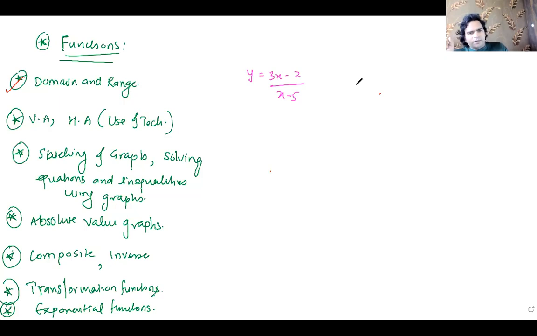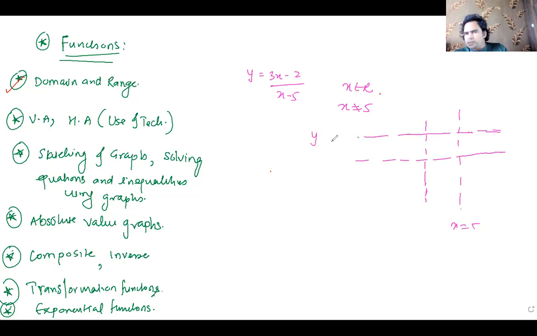Now, where it is not defined: when you look at x belonging to the real numbers, if I take the x value as 5 and input x as 5, my y value will be undefined. Now, when you look at the range and try to sketch the graph on a calculator, at x equals 5 there is a vertical asymptote. At y equals 3, you will notice that there is a horizontal asymptote.